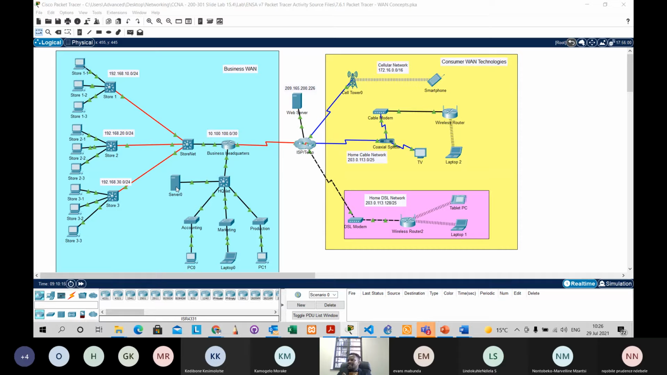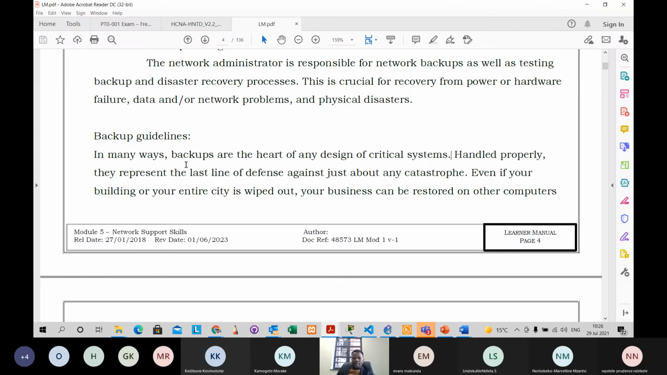So if a system is called a critical system, we need to make sure that we monitor it and also do a backup for that critical system. So monitor and then also do some fault tolerance if the system is a critical system. In many ways, backups are the heart of any design of critical systems, right? So that's what a critical system is.